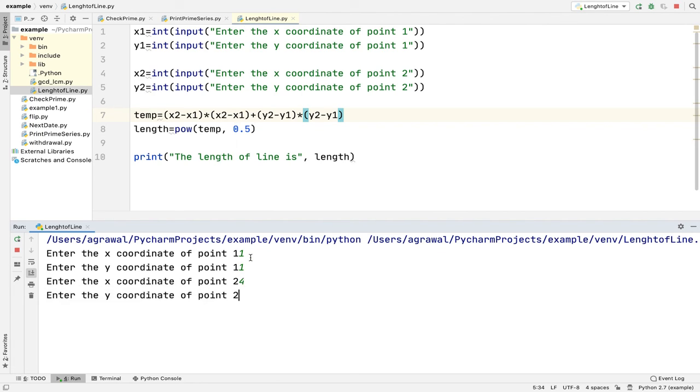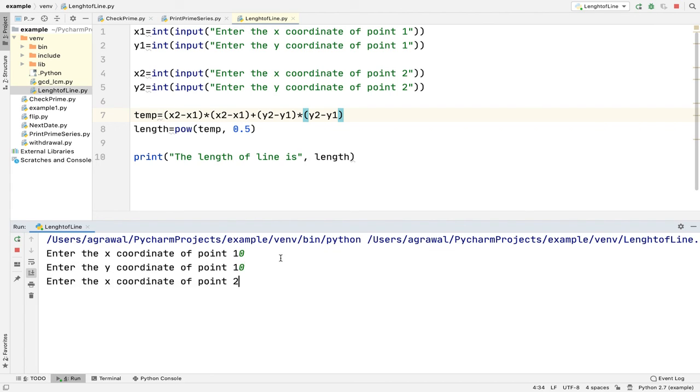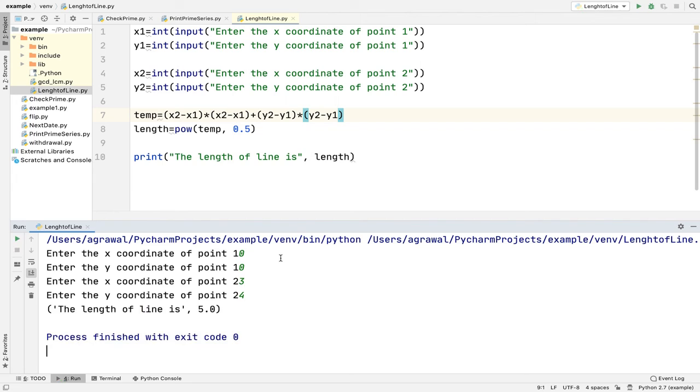You should always recheck your program for any typing error. So this is giving me the length of the line as 4 point something. You can execute it for some other known input also. Suppose my first point is 0 comma 0 and my second point is 3 comma 4, so it will give me the length of the line as 5. So this is our example of finding the length of a line.